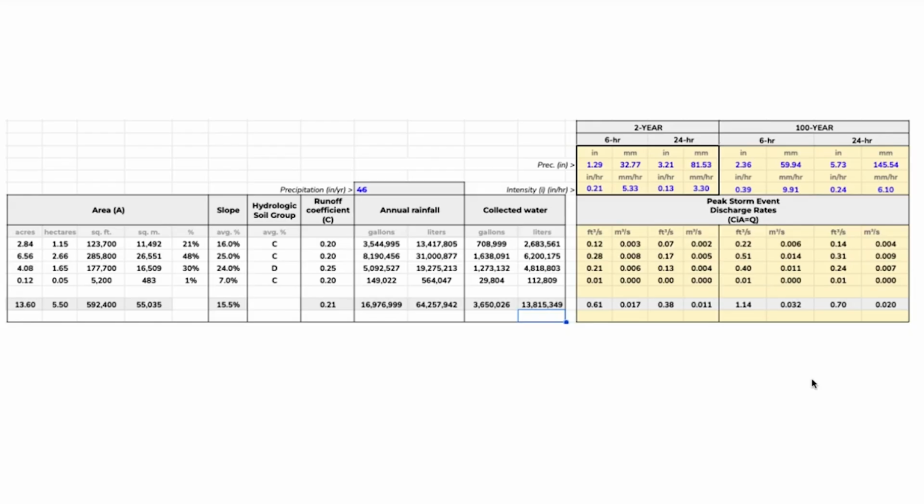So returning to our spreadsheet, we can plot this data. Here in this row are our intensity numbers in inches per hour and millimeters per hour for a 6-hour and 24-hour event in a 2-year and a 100-year storm event. We multiply intensity by the runoff coefficient and the area to get our flow rates. And then we can sum the different areas to come up with the total flow volume.